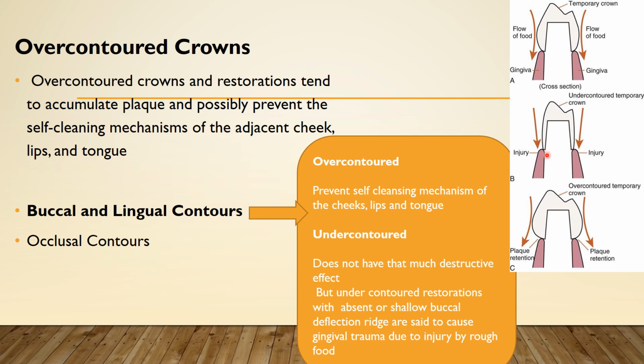Over contoured restorations tend to accumulate plaque and possibly prevent the self-cleansing mechanism of the adjacent cheek, lips and tongue. So the over contoured prevents self-cleansing, whereas the under contoured does not have that much destructive effect. But under contoured restorations with absent or shallow buccal deflection are said to cause gingival trauma due to injury by rough food. So this is the under contour restoration, and this is the over contour restoration. Coming to the details.